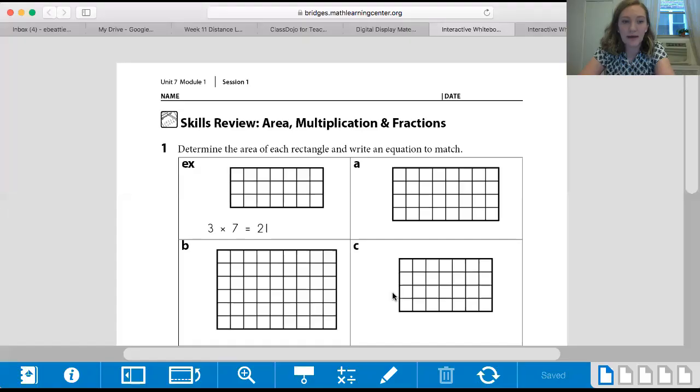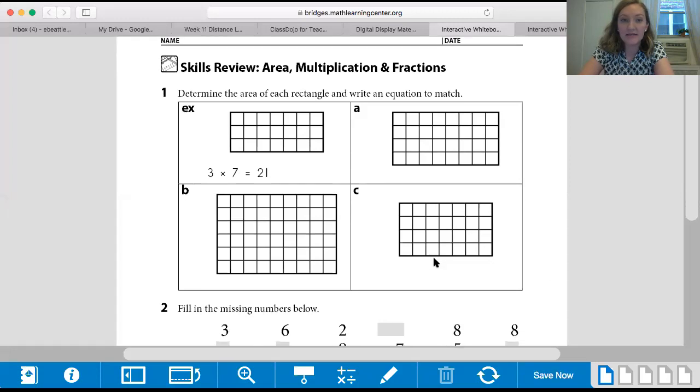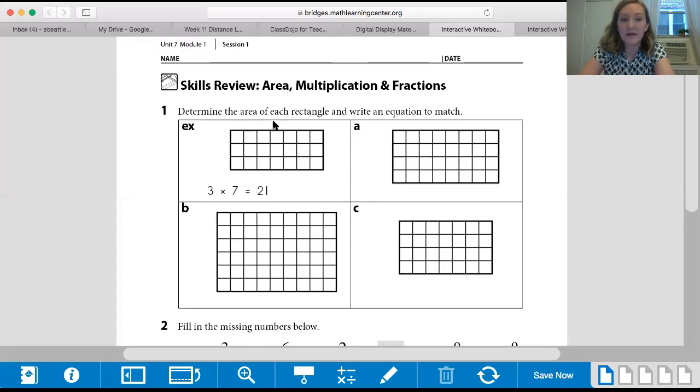Okay, so you should be on student book page 221. Let me share my screen and pull this up. Okay. Page 221, so skills review, area, multiplication, and fractions. You'll see they want us to determine the area of each rectangle and write an equation to match. We have this rectangle here as our example, and they're showing us that what they want you to do is write 3 times 7, because that's how we solve for area, right? We multiply to solve for area.